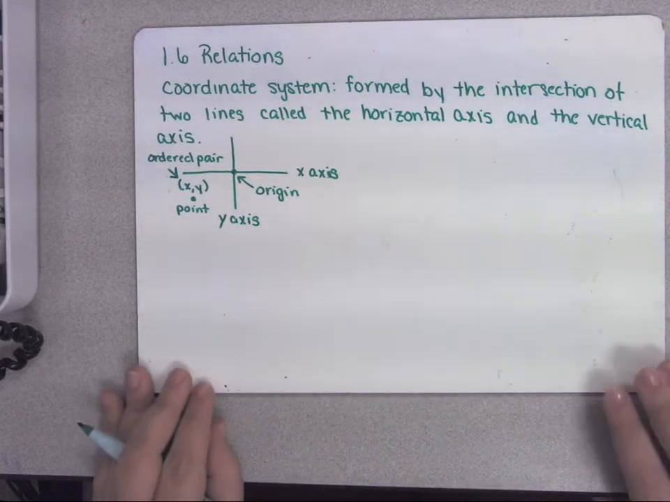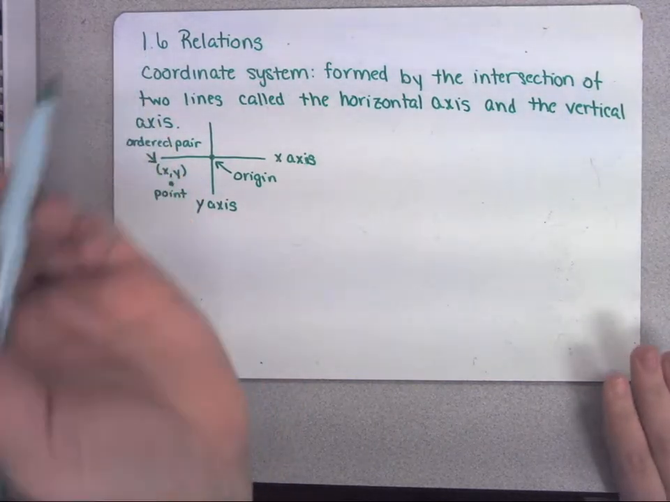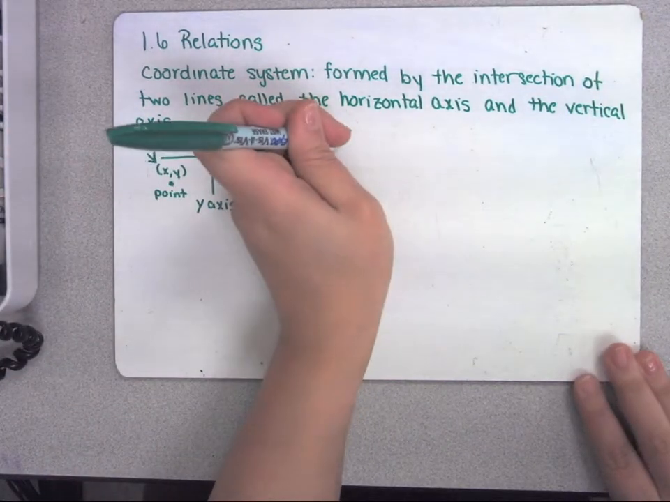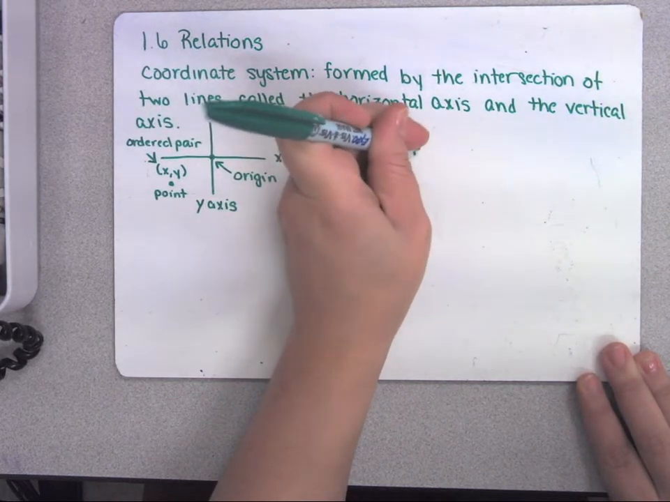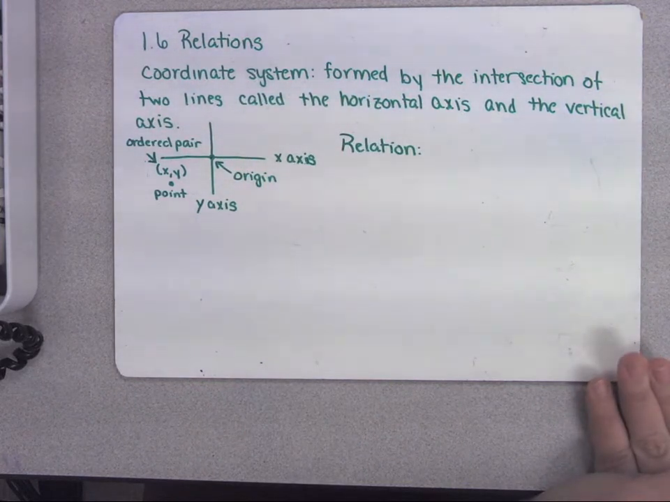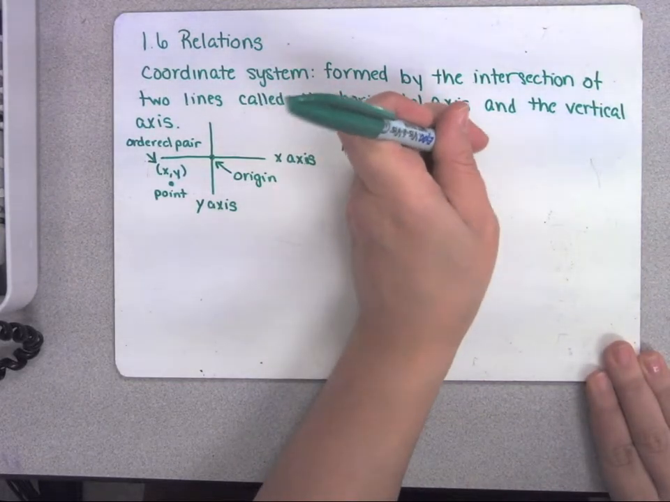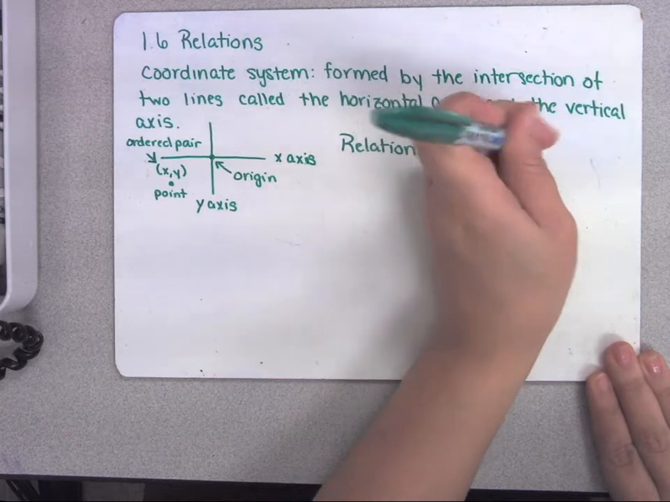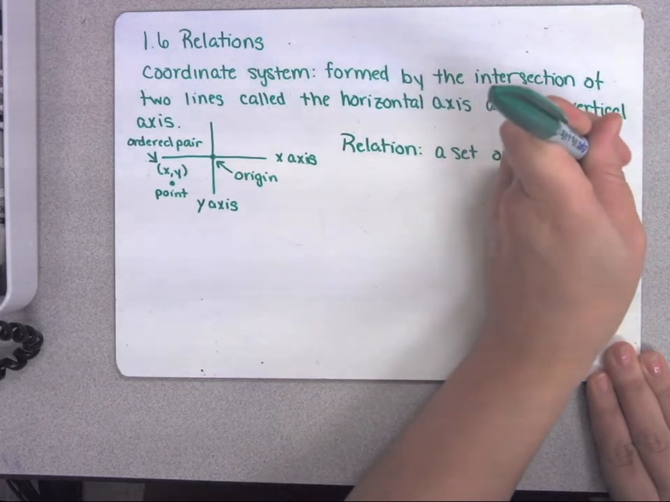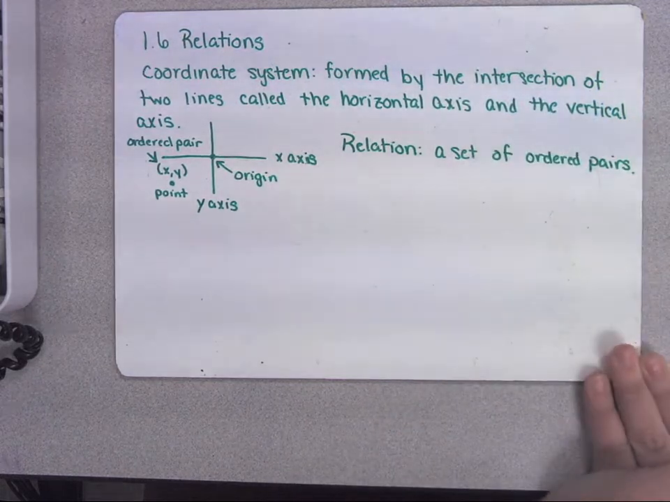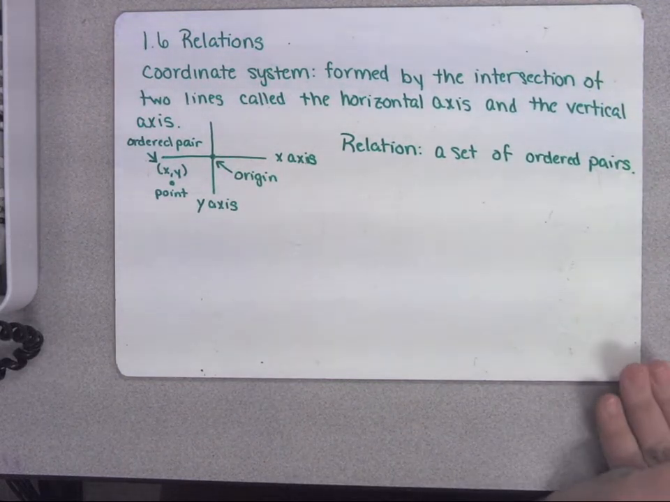Okay, so now we need to talk about what a relation really is, because we have a title, but we don't even know what that word means. So a relation, let's give its definition. It is a set of ordered pairs, which really means it's just a big group of ordered pairs. It's that simple. You're just going to be given a bunch of them. That's a relation.